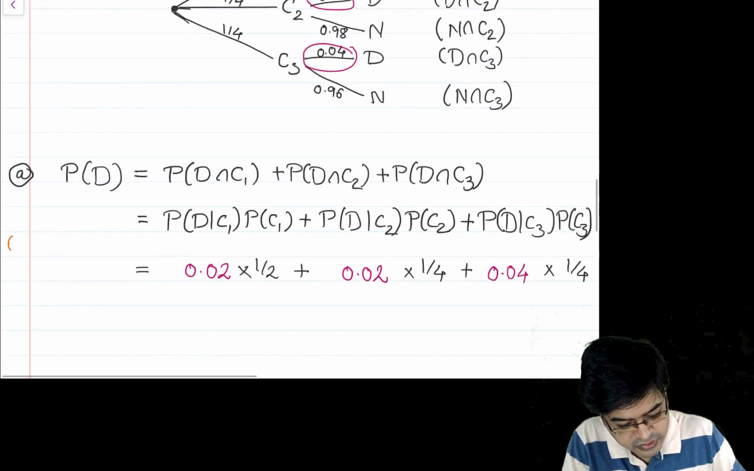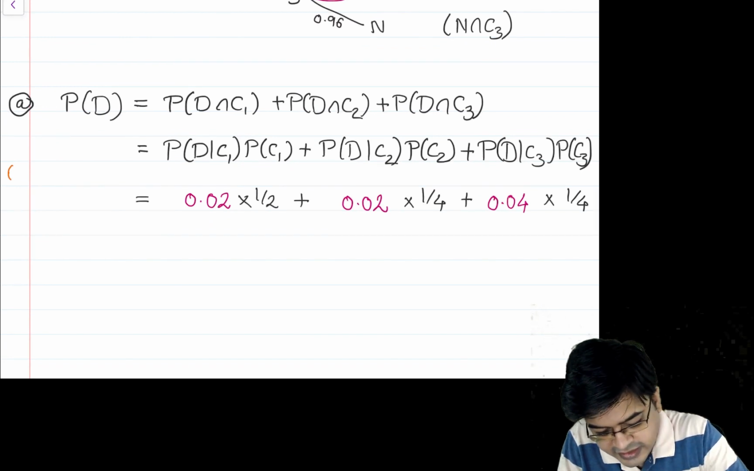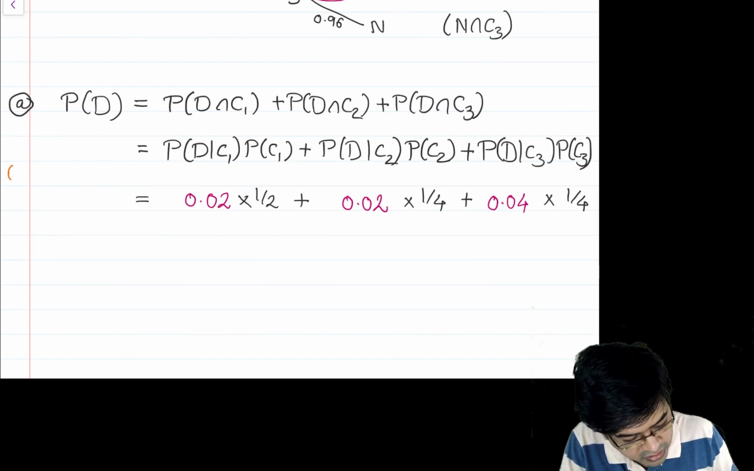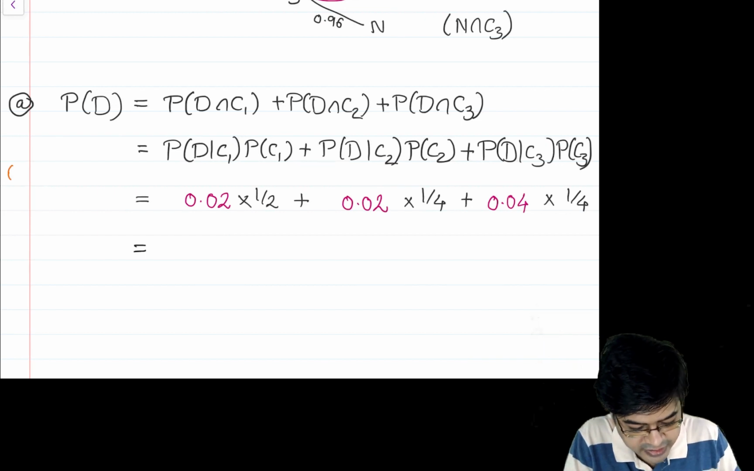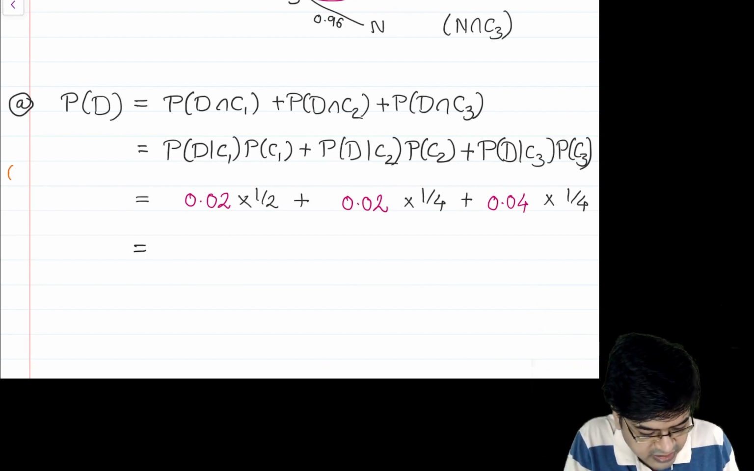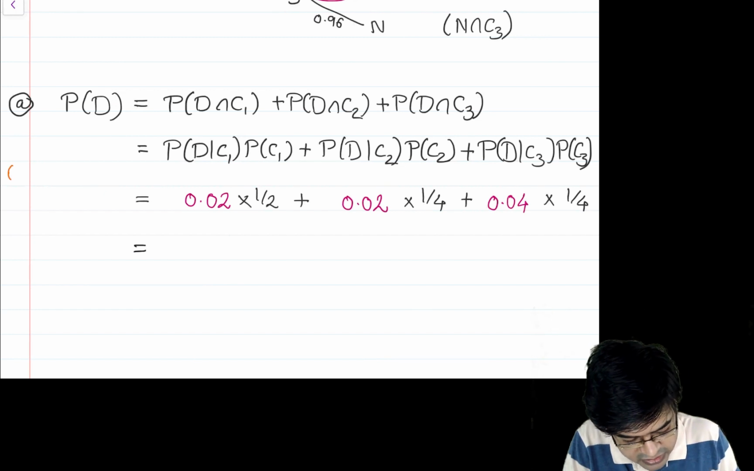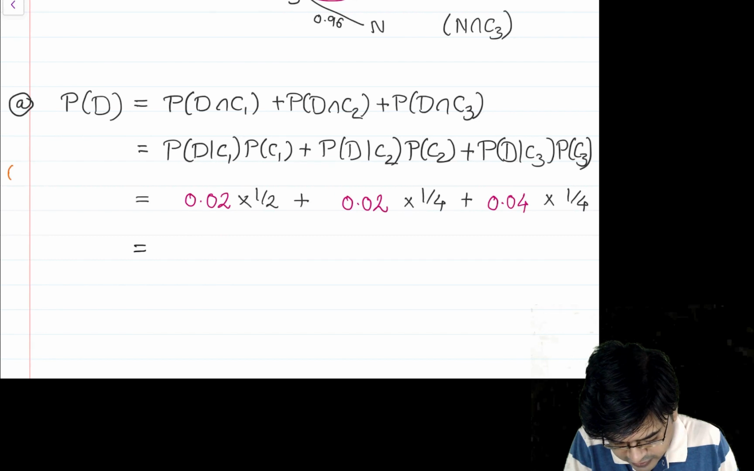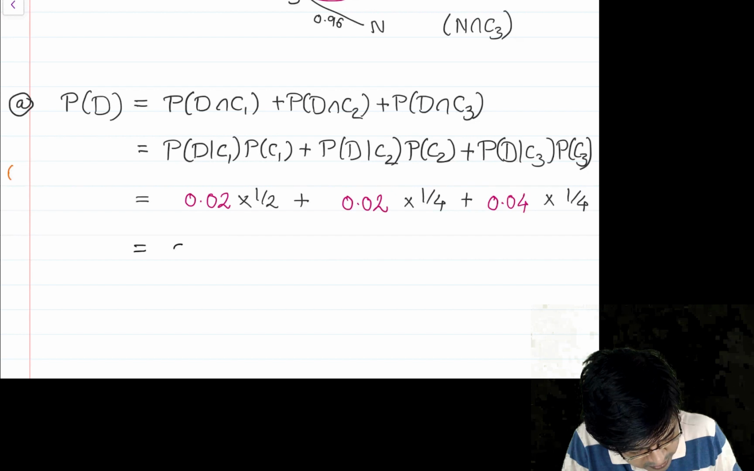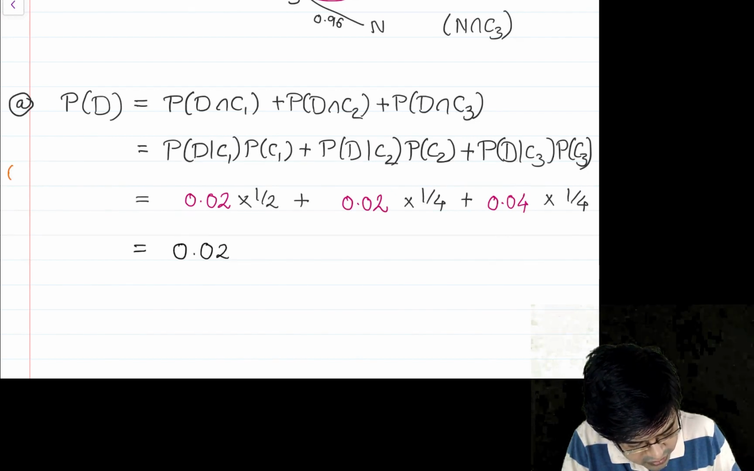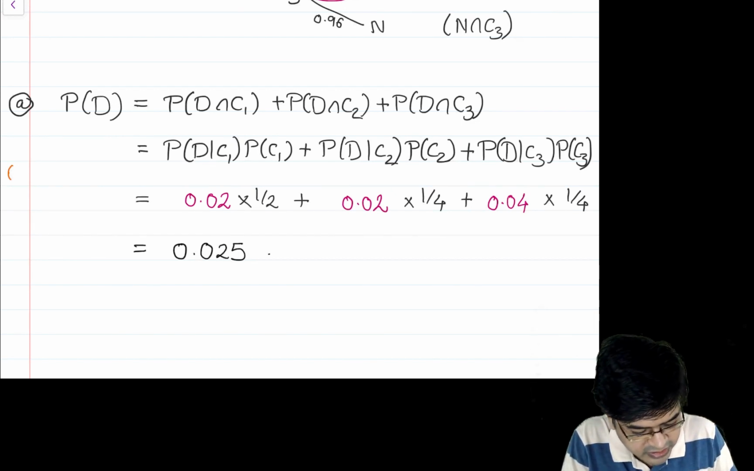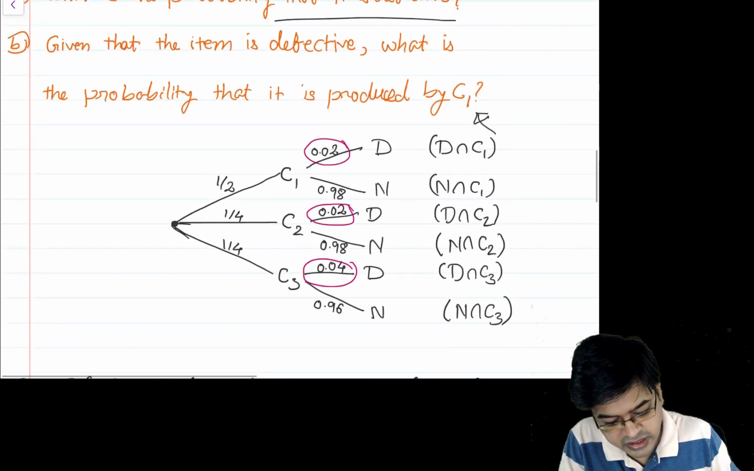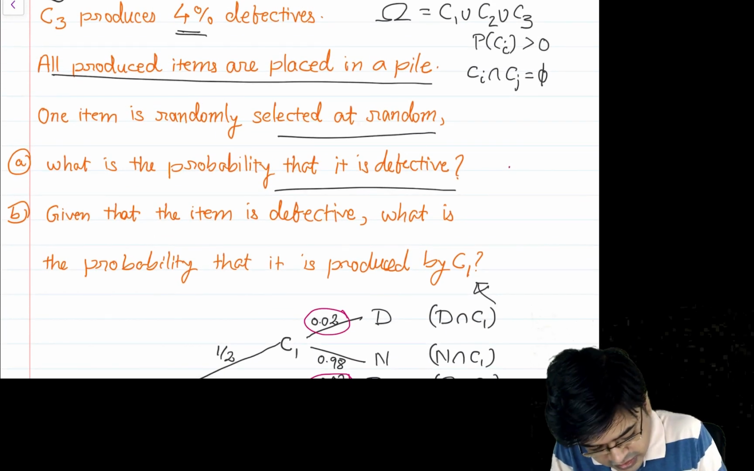Okay. So with this understanding, can I say something about the probability of the item being defective? Yes, I just need to sum up and get the value. So first one is 0.01, next one is 0.005 and the third one is 0.01 again. So it should be 0.025. That should be the answer of A. So A, let me write it here. The answer is 0.025.